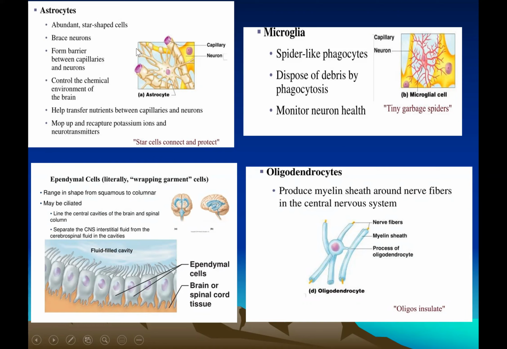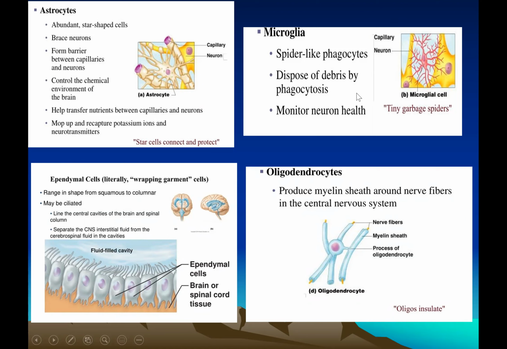Astrocytes, remember, are responsible for maintaining the blood-brain barrier. Very important. They monitor the chemical environment of your brain, so only good things will be allowed to enter the neuron. They will stop any kind of toxins from entering the brain.